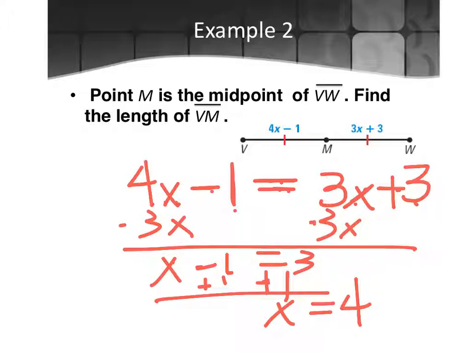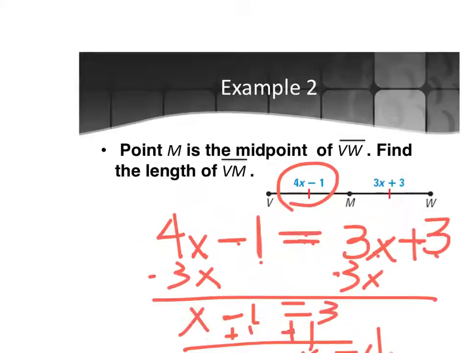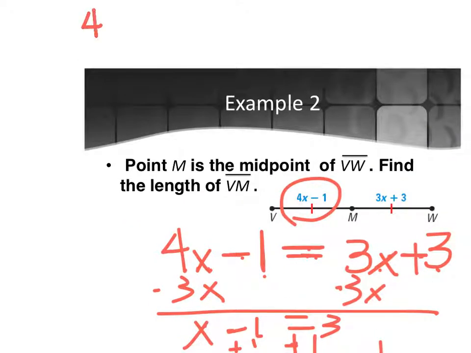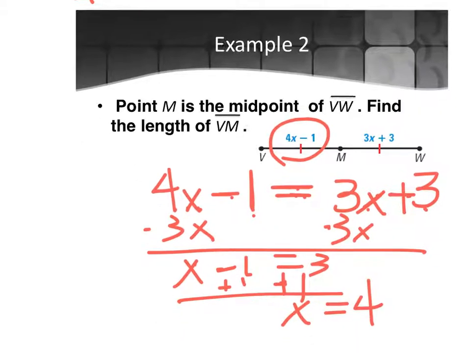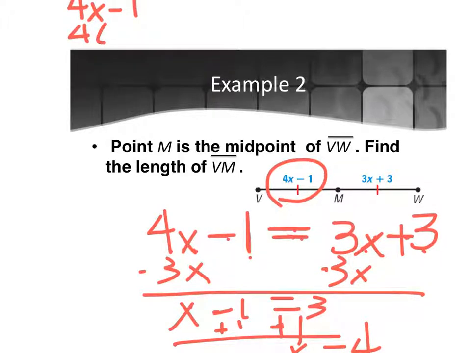How can I find the length of VM? Plug it in. So here's VM. It's the 4x minus 1. So 4x minus 1, I replace the x with 4, multiply it, and subtract. 16 minus 1 equals 15. So this part of the segment is 15. Can anybody tell me what the other side's going to equal?